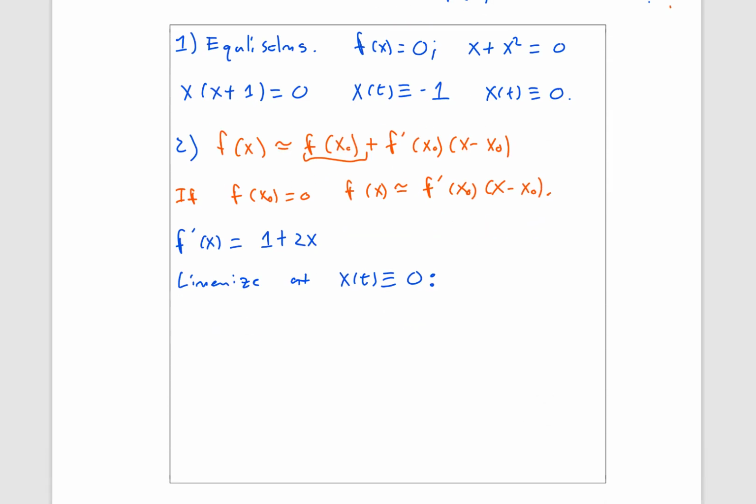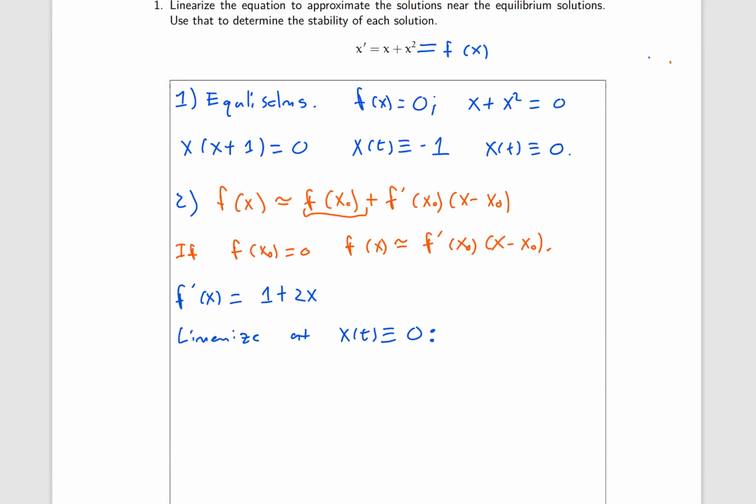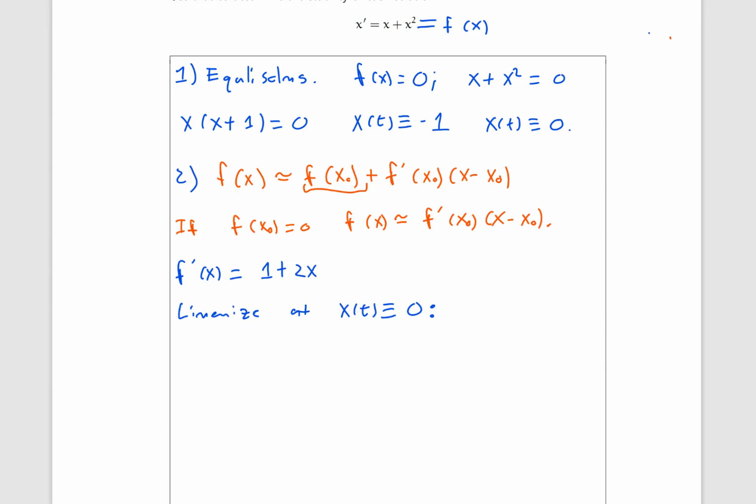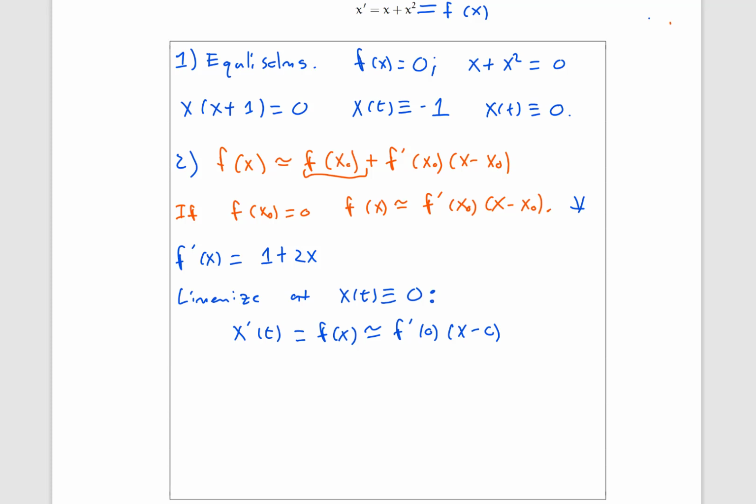And what it says is that near x of t equals 0, in other words, when x is close to 0, if x is a solution, then we know x prime is always equal to x plus x squared. But if x is close to 0, then we know x prime of t is equal to f of x. That's always true for any solution. But by this linearization property, we know this is approximately equal to f prime of 0 times x minus 0. Again, that's using that linearization property. Any solution, x prime is equal to f of x, no matter what. That's what it means to be a solution to the differential equation.